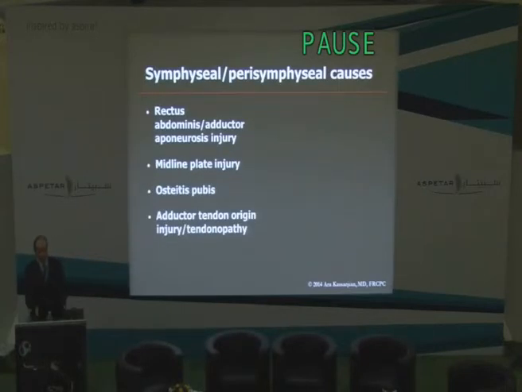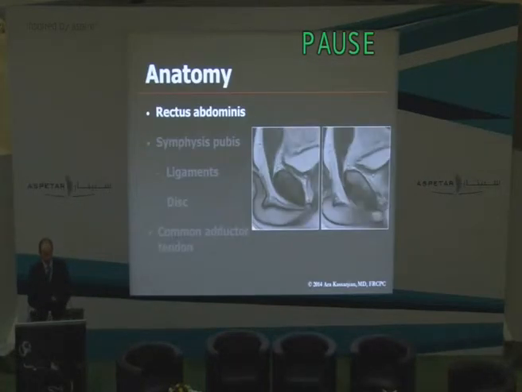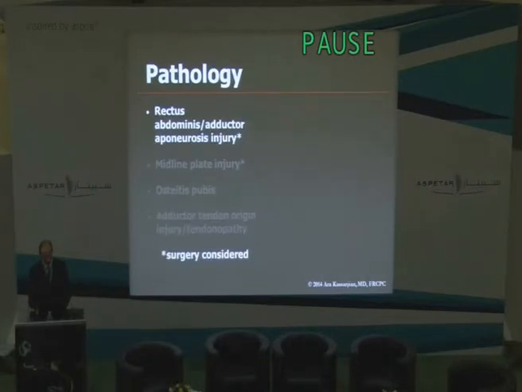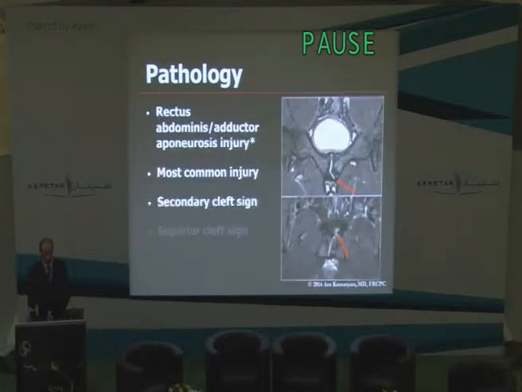So let's start with symphyseal and perisymphyseal causes. These are the four main causes I want to talk about today, and we'll go through them one at a time. And I think that we had an excellent talk about the anatomy of the rectus abdominis, and so I'm not going to review that here, but we'll see it again in a second. So let's talk about the injuries at this junction between the rectus abdominis and the adductor aponeurosis. And these are important because this is one of the settings where surgery is being considered. And I think it's important to start thinking about that as we're going to have some talks about surgeons coming up later today and tomorrow.